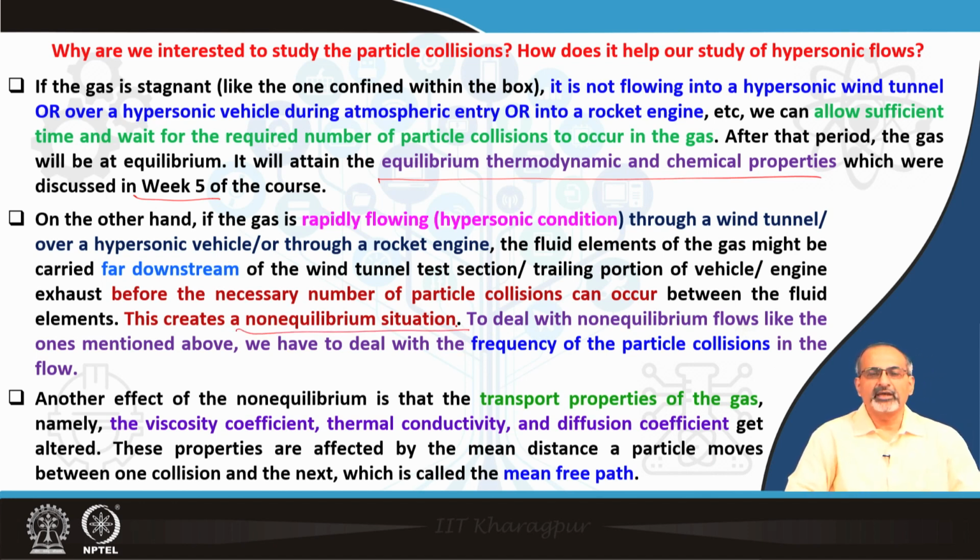To deal with non-equilibrium flows like the ones mentioned above, we have to deal with the frequency of the particle collisions, and we also have to talk about the relaxation times which are involved. Of course, in this week we are going to talk about it from the inviscid perspective. In a later week we will bring in the viscous effects, and that is where you will find that the transport properties of the gas, namely the viscosity coefficient, thermal conductivity, and diffusion coefficient, all would get altered under non-equilibrium situations. These properties are essentially affected by the mean distance a particle moves between one collision and the next, which is called the mean free path, which we have studied in kinetic theory of gases. And depending on how the mean free path varies, and how long you allow the particles to engage in these collisions so that the transport properties are at equilibrium, will really matter.